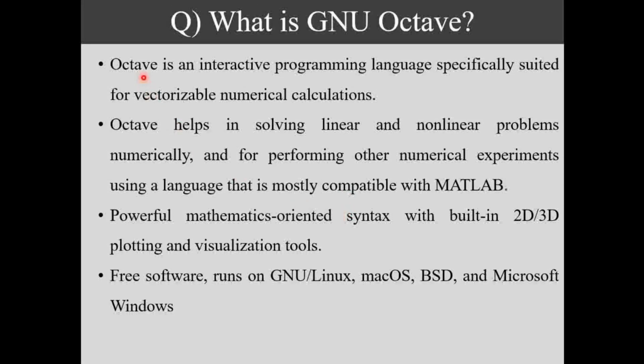Next question, what is GNU Octave? Octave is an interactive programming language specifically suited for vectorizable numerical calculation. Octave helps in solving linear and nonlinear problems numerically and for performing other numerical experiments using a language that is mostly compatible with MATLAB. It has powerful mathematical oriented syntax with built-in 2D and 3D plotting and visualization tools. It is completely free software, runs on GNU/Linux, Mac operating system, BSD and Microsoft Windows.